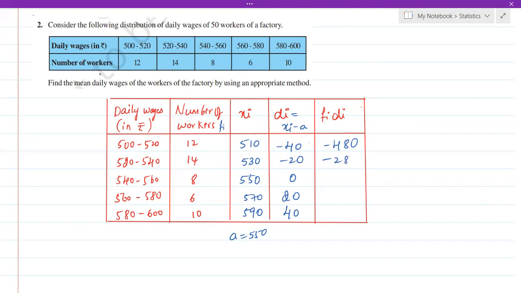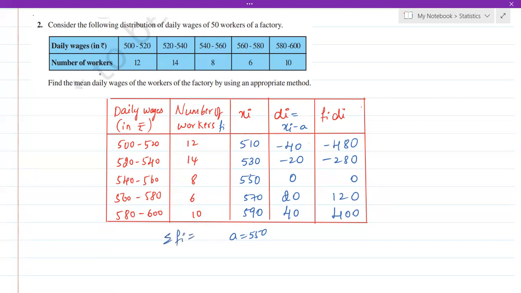So it will become minus 280. 8 into 0 becomes 0. So I can write it as 0, 0, 0 or simply 0. Then 6 into 20 becomes 120. Then 10 into 40 becomes 400. Okay. Now summation fi. Adding all the f.